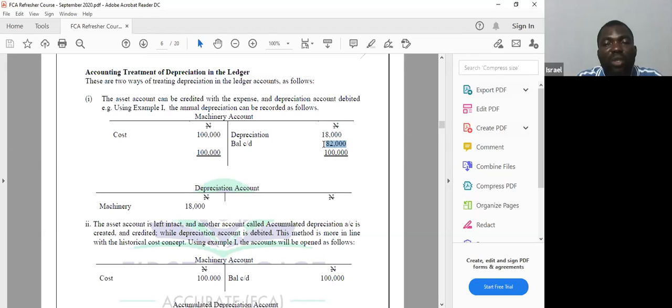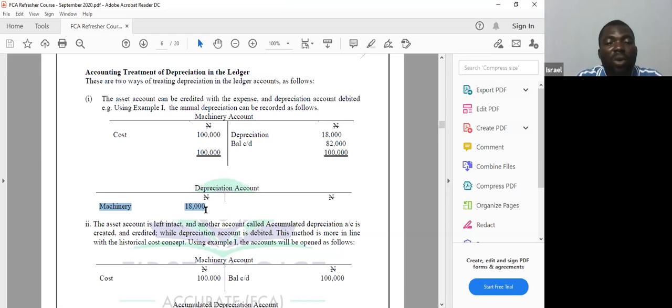This 82,000, these are carrying amounts. I think this column here is the carrying amount. So when you deduct your depreciation for the year from the cost of the asset, what you have gotten is the carrying amount, the amount that you are going to carry the asset at in your financial statement. After you have credited your depreciation to the machine account, the other one is now to go to the depreciation account and debit them.